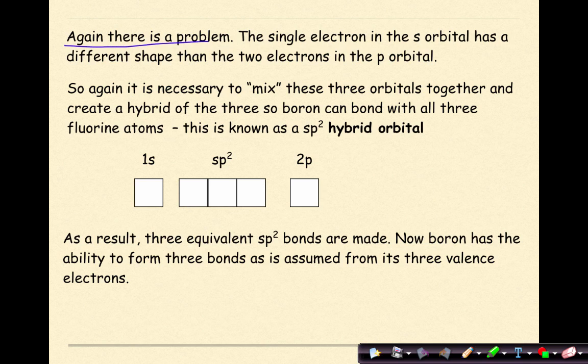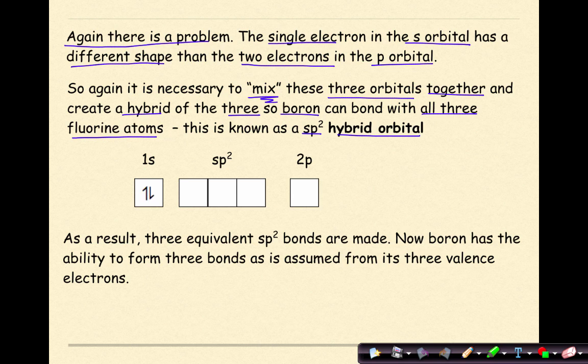Again, there is a problem. The single electron in the s orbital has a different shape than the two electrons in the p orbital. So again, it is necessary to mix these three orbitals together and create a hybrid of the three so boron can bond with all three fluorine atoms. This is known as a sp2 hybrid orbital. So our orbital diagram would look like this: 1s2, and then the sp2 would look like that. As a result, 3 equivalent sp2 bonds are made.